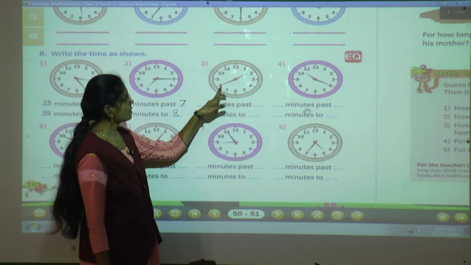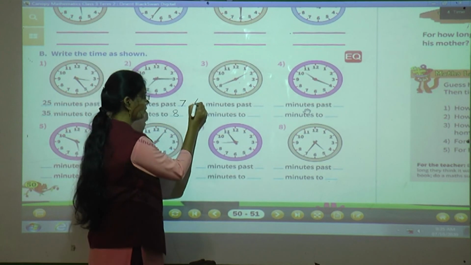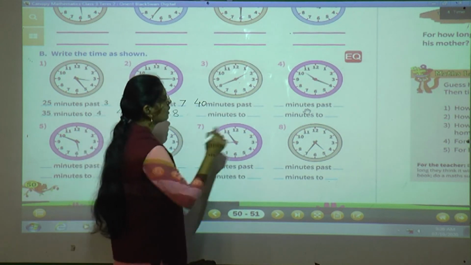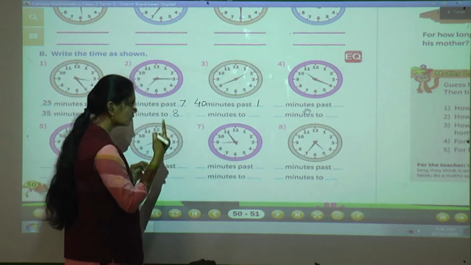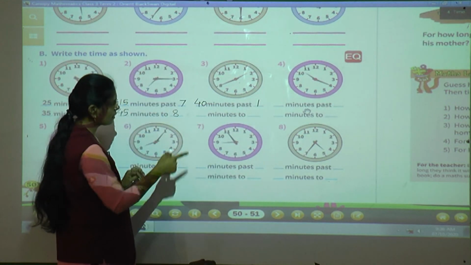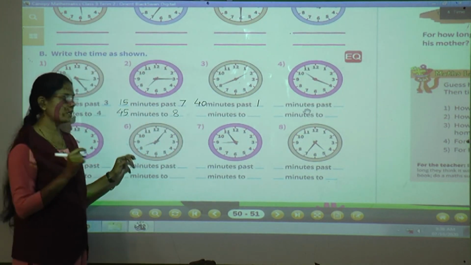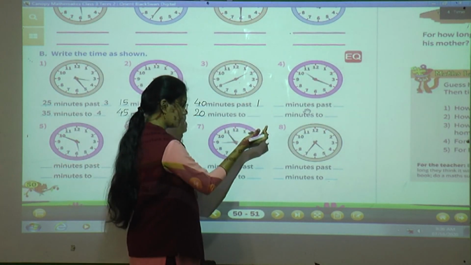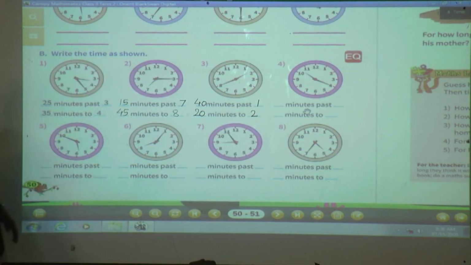See here. Where is the minute hand? It is on 8 number. So 8 into 5 you have to do. 8 5s are 40. 40 minutes past. Now where is the hour hand? It has crossed 1 number. So here we have to write 1. Means 40 minutes past 1. Now in the next step, what you have to do? From 60 you have to subtract this number. Here 40 is there. So 60 minus 40, 20. Means 20 minutes to the next one. The next number after 1 is 2. 20 minutes to 2.